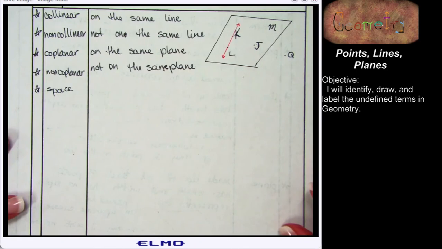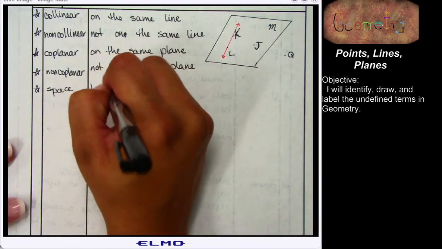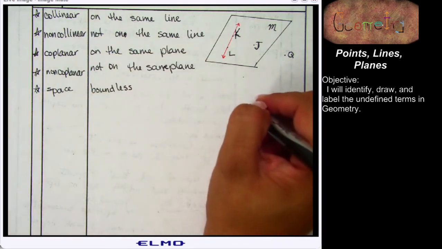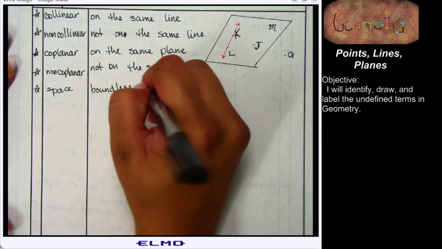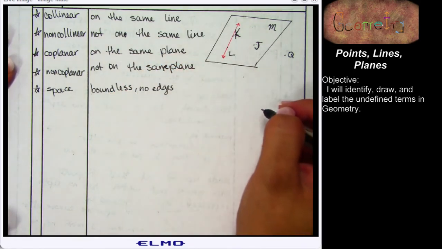Space is going to be defined as a place that is boundless. No boundaries, no edges. There's no edges to space.